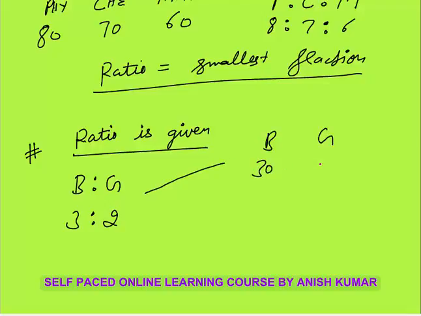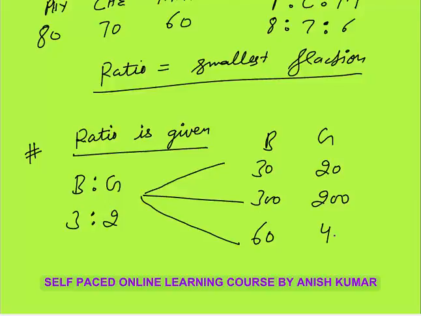It could be 30 and 20. You can see that if 30 boys are there, 20 girls are there, the ratio is 3:2. It could be 300 and 200 also. Again the ratio is 3:2. Or it could be 60 and 40 also. So with this ratio 3:2, there can be infinite possibilities of boys and girls. Now how to decide how many boys and girls are there?